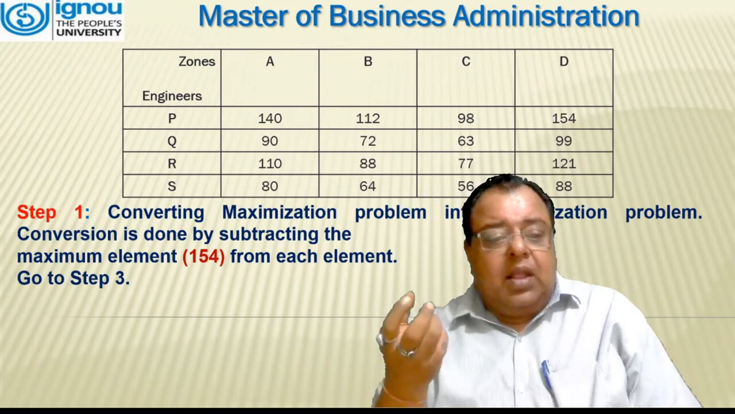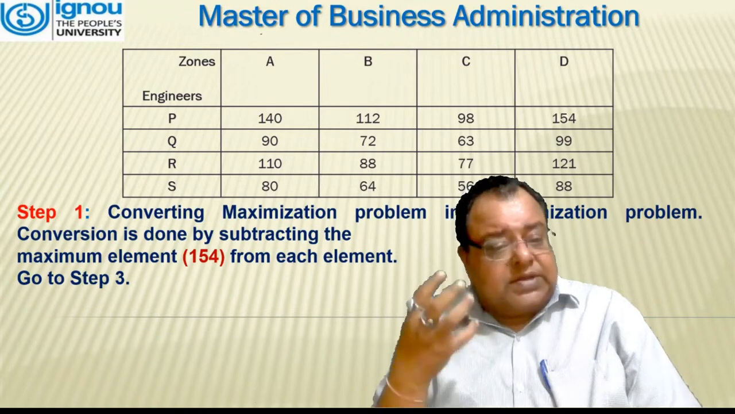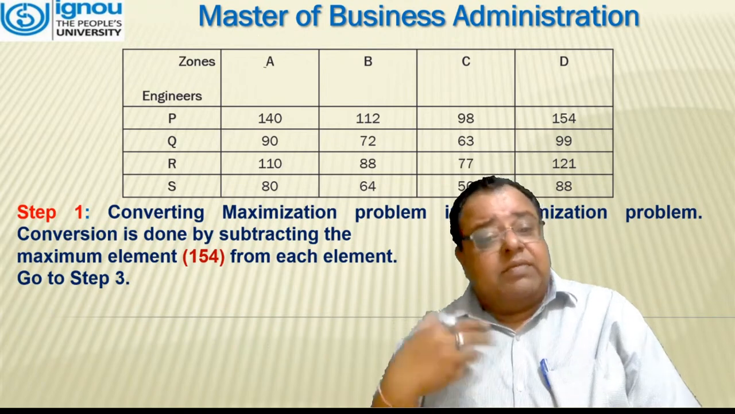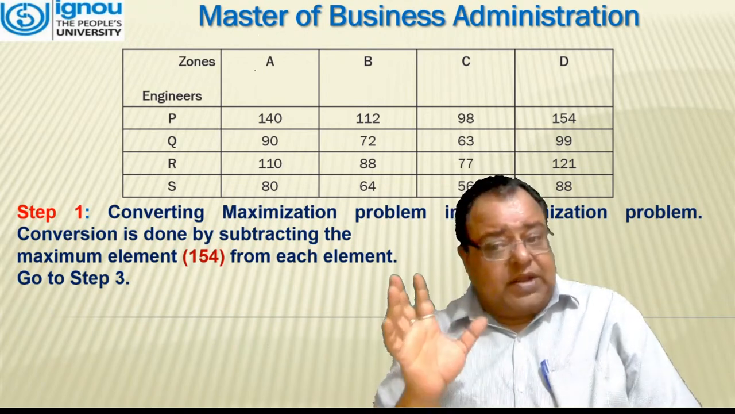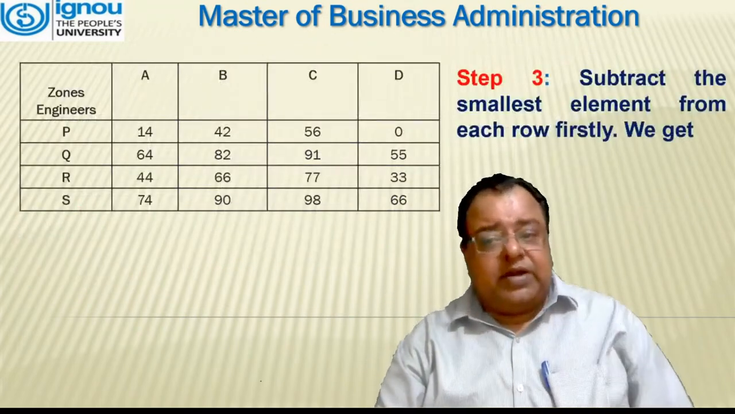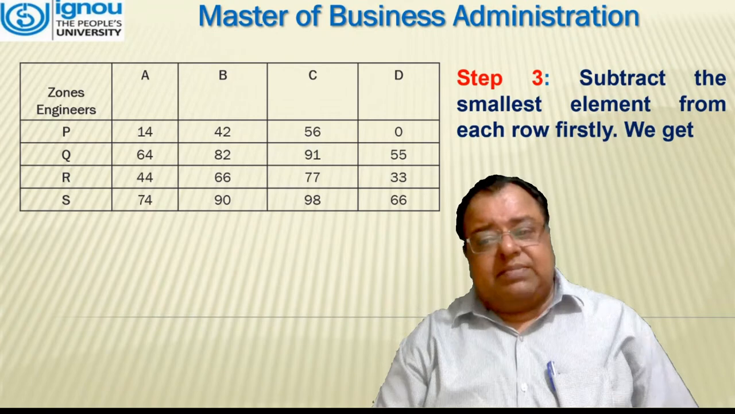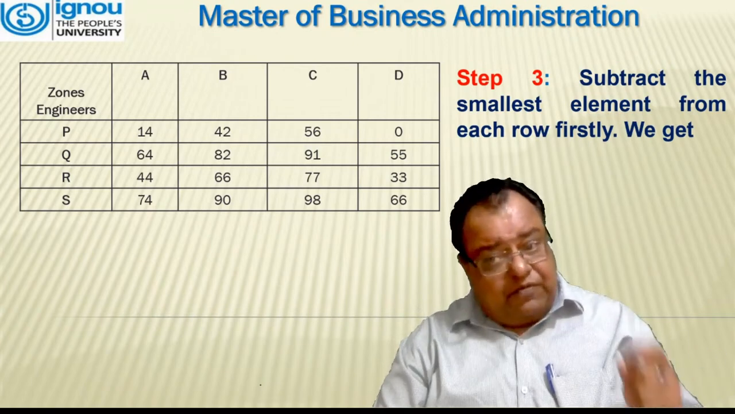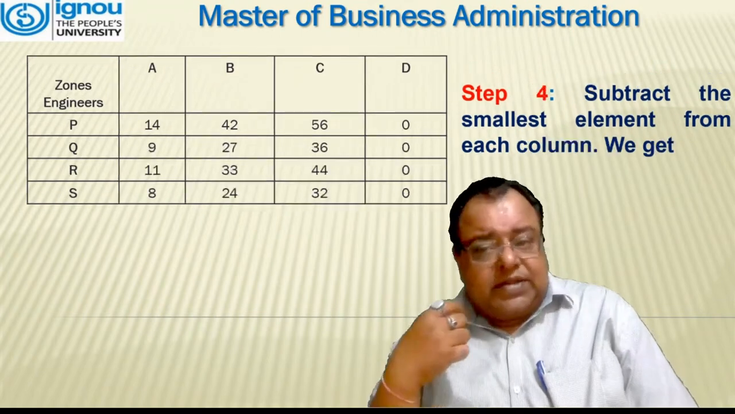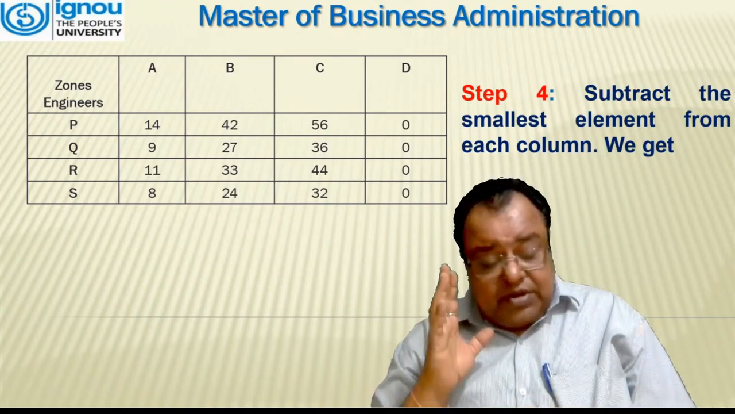Converting maximization problem into minimization problem is the first step. Conversion is done by subtracting the maximum element from each element. We will be subtracting 154, which is the largest maximum element. So this matrix will be converted to this form. Now we subtract the smallest element from each row firstly. That is the procedure. After subtracting, we get this. Then we will be subtracting the smallest element from each column.